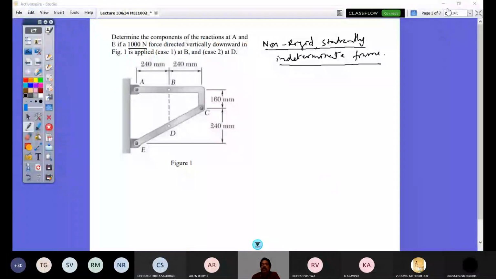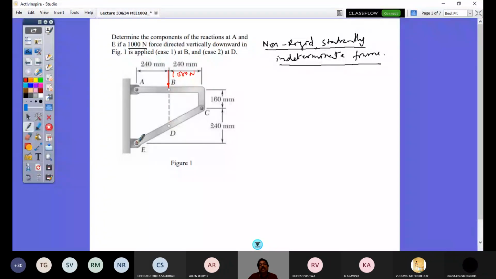Anyhow, let me go ahead with the teaching, and you would listen whenever you feel that it's important for you. Right. So what you have to understand here is that having this force of 1000 Newton applied at point B for case 1 is not the same as applying the same force at point D. If you apply this force at point D, the reactions at A and E would be different. If I apply it at point B, it would be different.